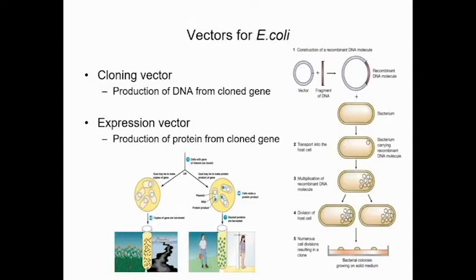The next section that we will continue with is called vectors for E. coli. As we know, during gene cloning the first step is that you have to choose the correct vector.